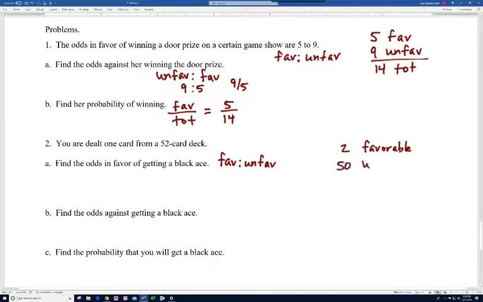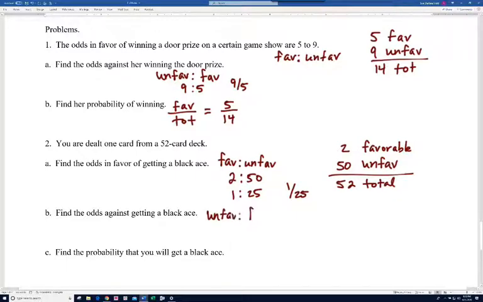So there's just 2 aces that are black in a deck. And so we have 50 unfavorable outcomes, that's total 52. Favorable to unfavorable, that would be 2 to 50, which is 1 to 25. And again, you could write that as a fraction if you were asked to do that. So the odds against getting a black ace would be the opposite. Unfavorable to favorable outcomes, that would be 25 to 1.